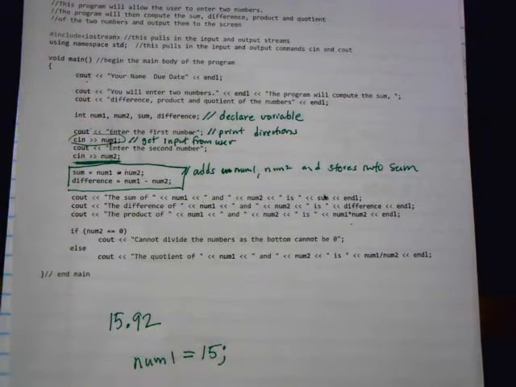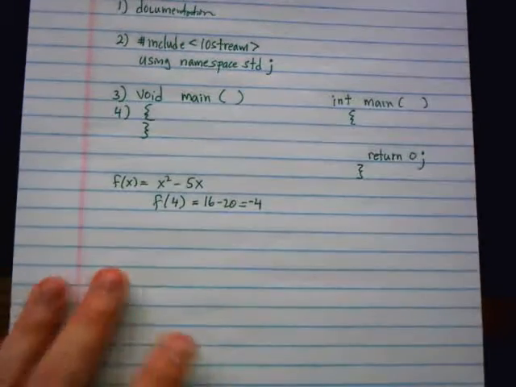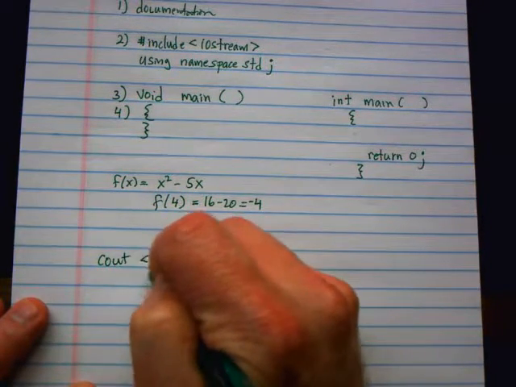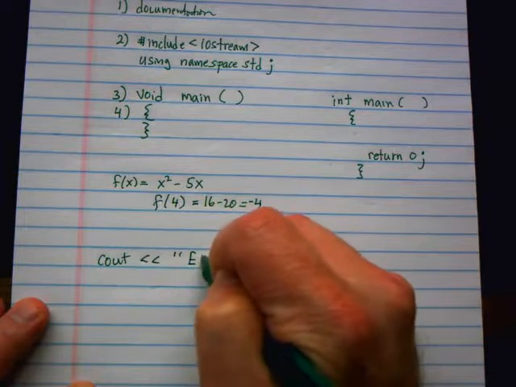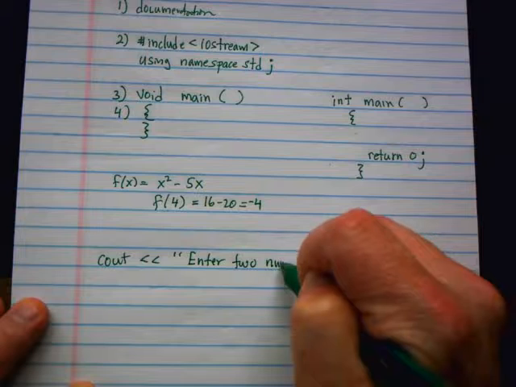Okay. I could have changed this program slightly. I could have done this. I could have said cout, enter two numbers.